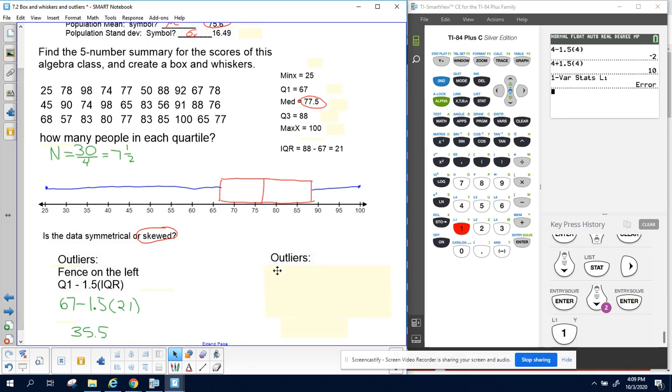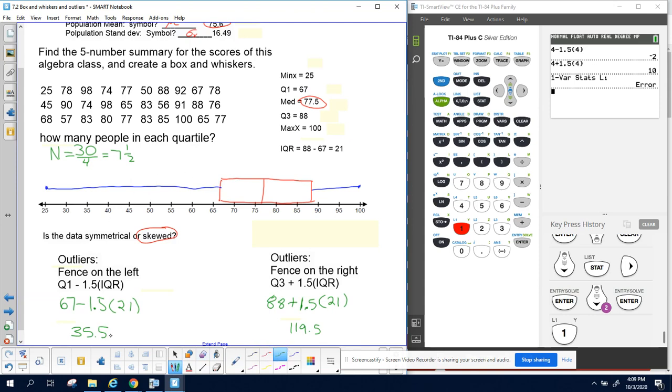And now let's find the fence for the right-hand side. Remember the formula is the Q3 plus sign 1.5 and then the IQR number multiplied by the IQR number. So for this data set, Q3 is 88 plus sign, do 1.5 times the 21. If you do that math on a calculator, we get 119.5.